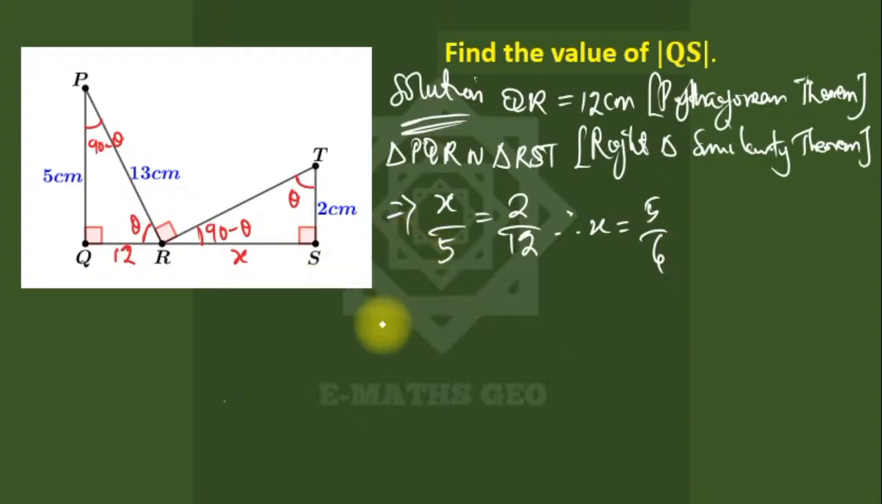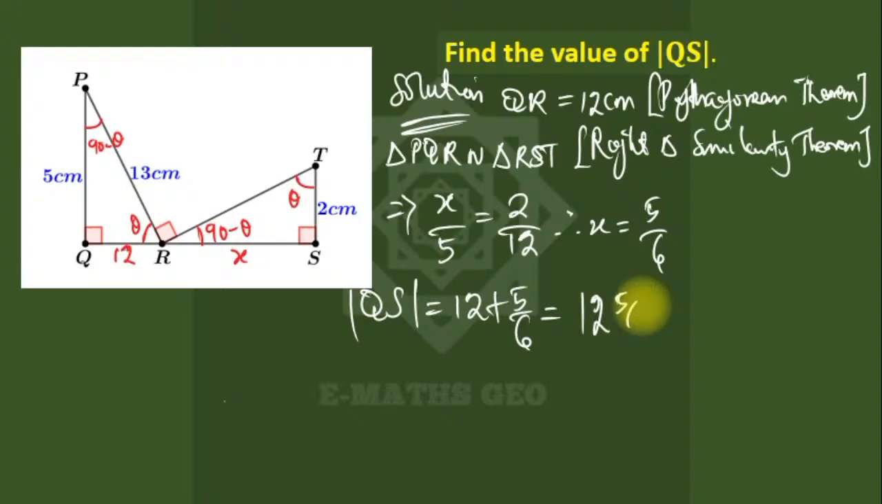So we are not asked to find x, we are asked to find QS. Therefore QS will now be 12 plus 5 over 6. Yes, that's the answer, which is 12 whole number 5 over 6 cm. So that's the answer.